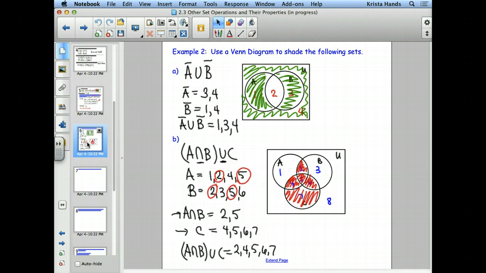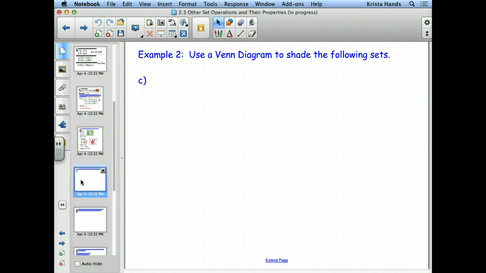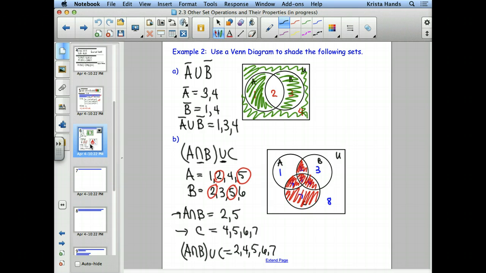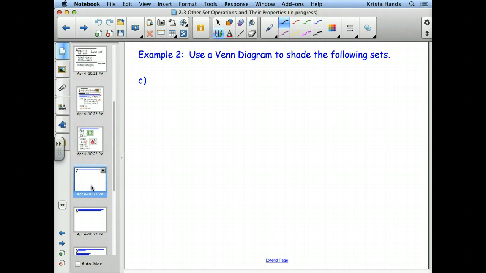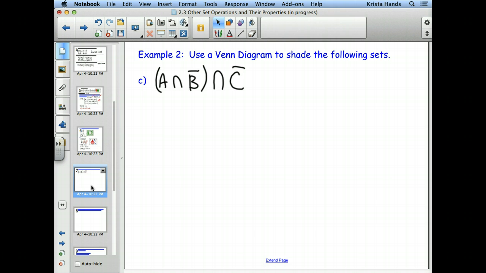Okay. We have one more example of this variety where we're going to be shading, and this one is going to actually have sort of some pieces of the last two things. So on part A here we had some complements going on, and on part B we had the three sets going on, so we're going to do both now. We're going to do A intersect B complement, intersect C complement. So for starters, how many circles do I need?